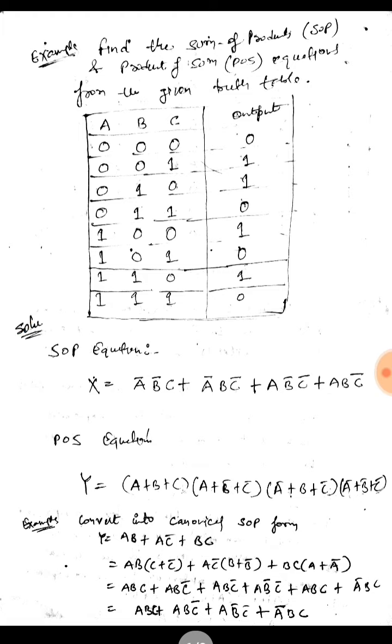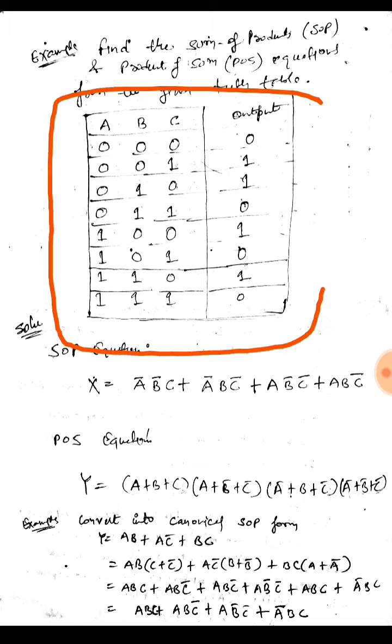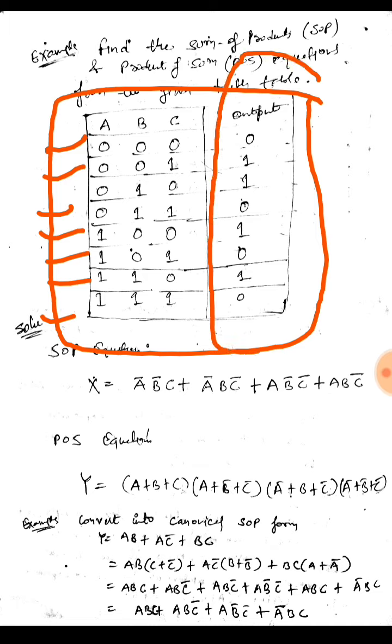Now let's see an example. Find the sum of product and product of sum equations for the given truth table. We are given three variables, for which 8 combinations are possible, and for each combination I am giving a function whose value is high for a particular set of variables. That is, it is high for the second combination, the third combination, the fifth combination, and then the seventh combination.